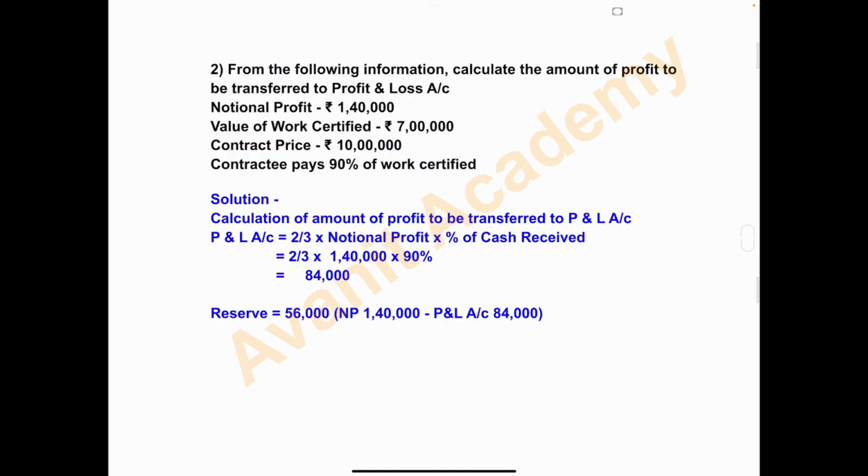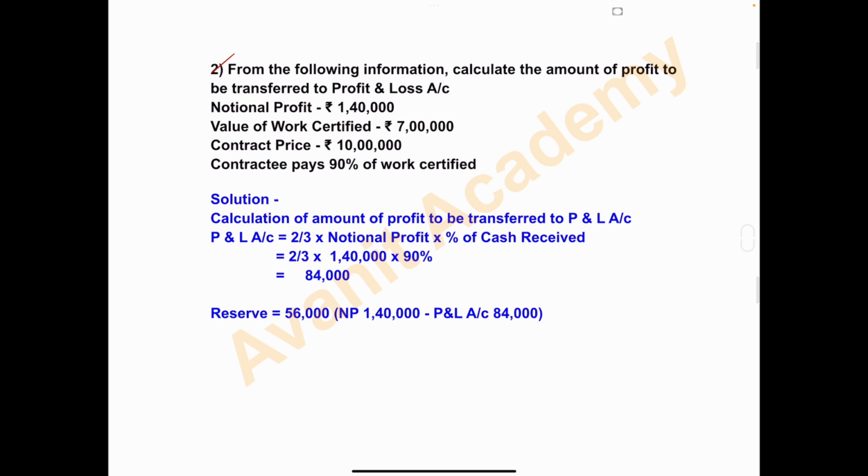Next, we will solve a problem on contract costing. 5 marks problem on contract costing. Problem number 2. From the following information, calculate the amount of profit to be transferred to profit and loss account. Okay, on this topic, that is profit on incomplete contract, I have already solved some 5 problems. Okay, you can refer my previous videos. So from the following information, we have to calculate amount of profit to be transferred to profit and loss account.